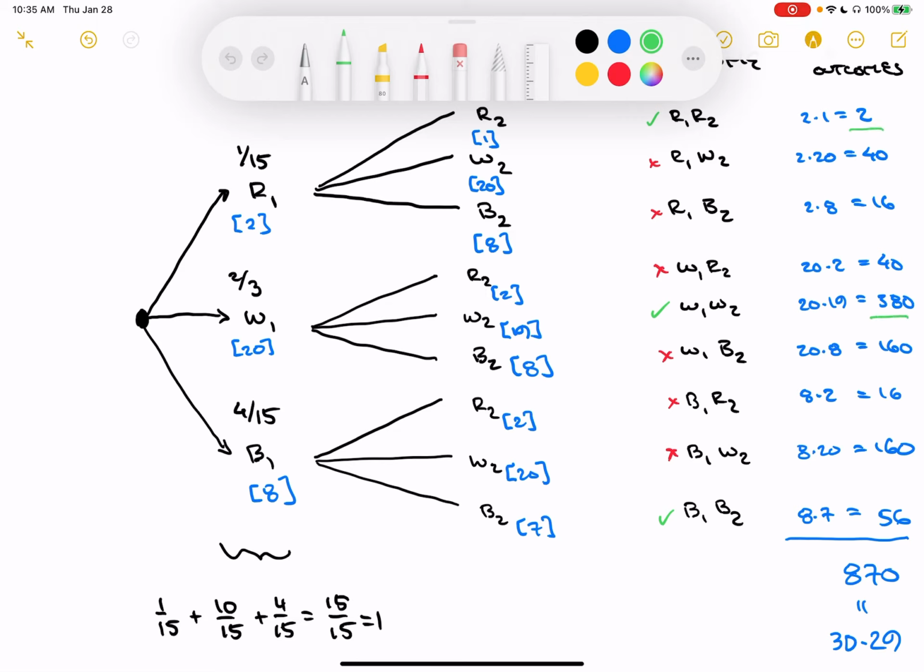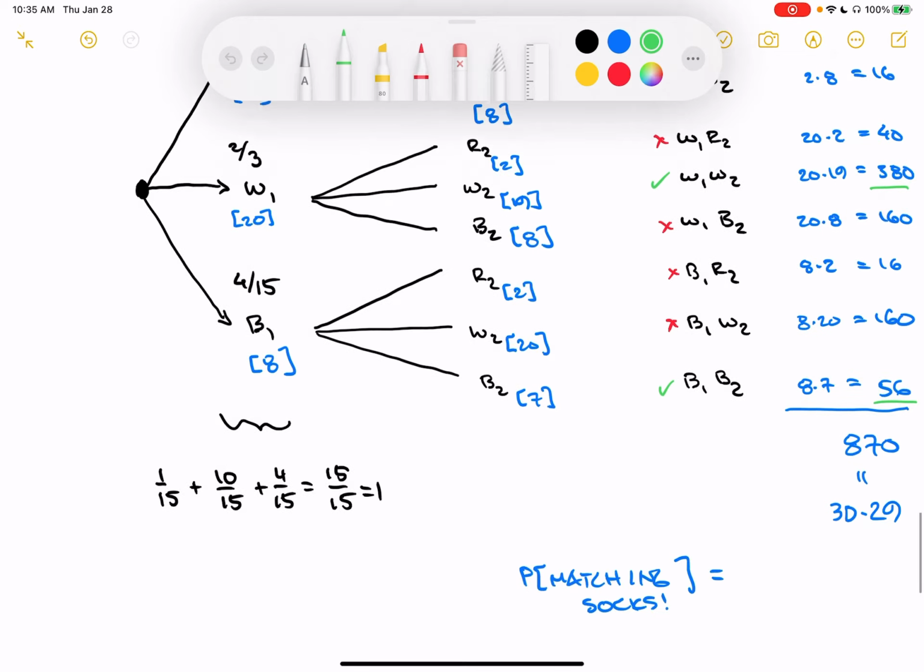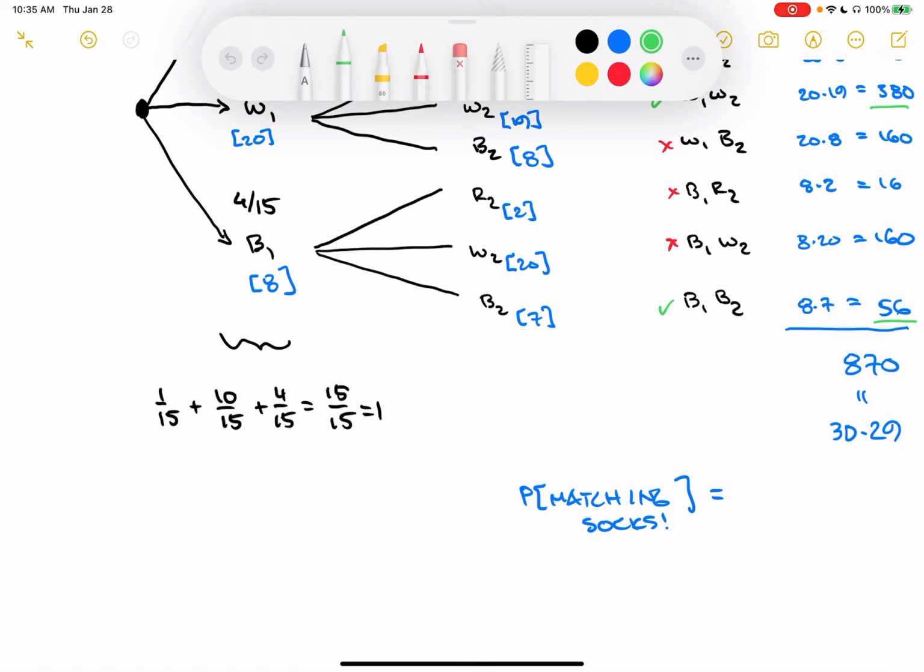So I'm going to get 380, I have 56, and I have 2, something along those lines, right? So if I do that, I'm going to think about that. What's the probability of matching socks? I'm going to have something like 2 plus 380 plus 56 over, right? Out of how many? 870, something along those lines.